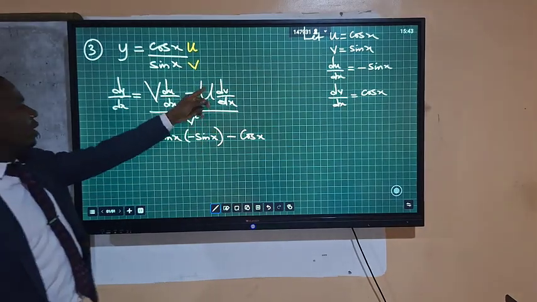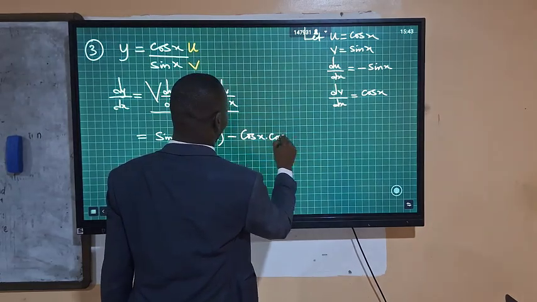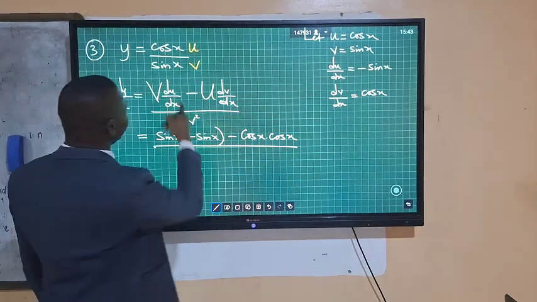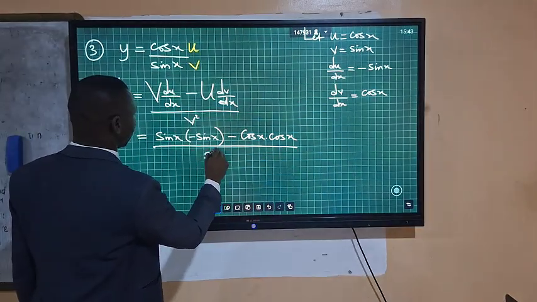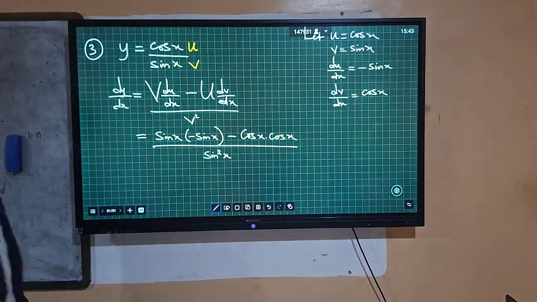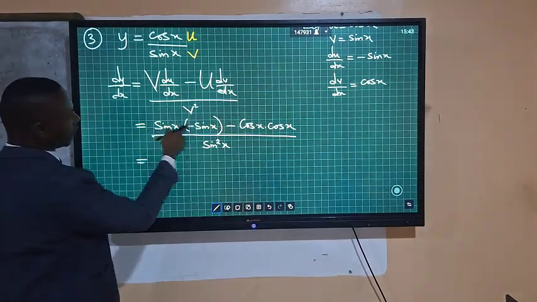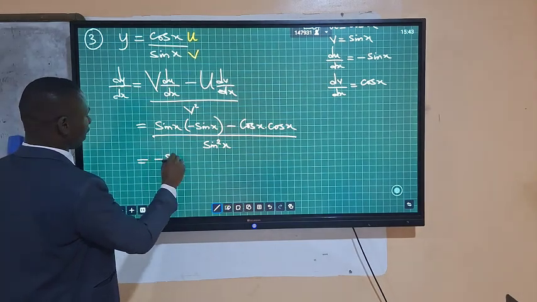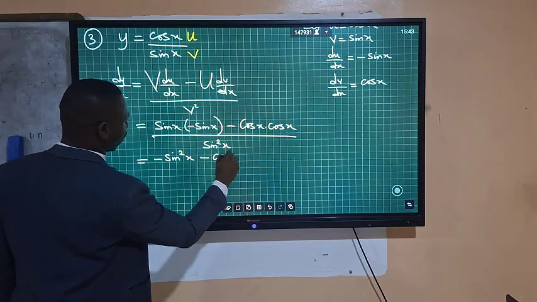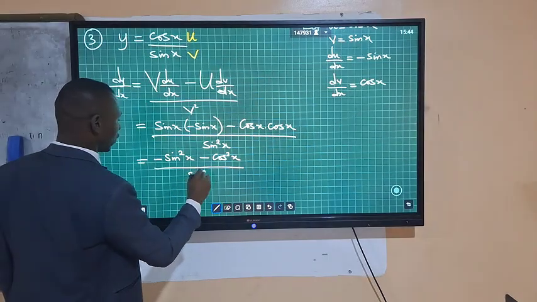Then what is our dv over dx? dv over dx is cos x all over v squared, sine square x. That's how you write the square of sine. So when we simplify further, we have this times this will give us minus sine square x minus cos square x all over sine square x.